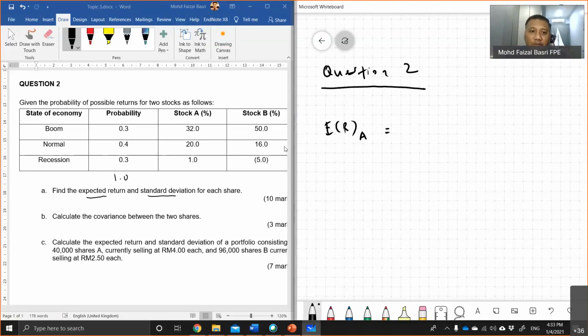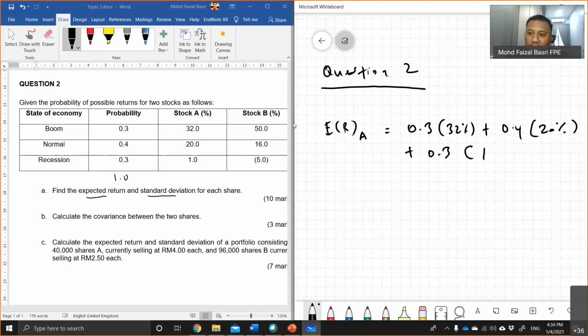So if you want to calculate for stock A, it will be 0.3 multiplied with 32%, plus 0.4 multiplied with 20%, and we add 0.3 with 1%. Okay, so grab your calculator.